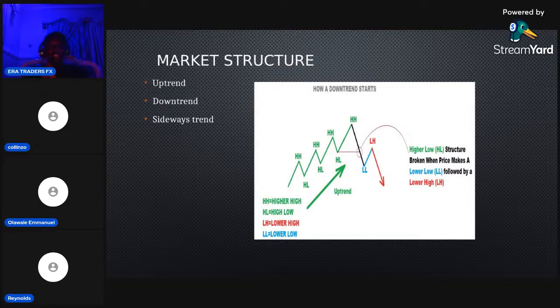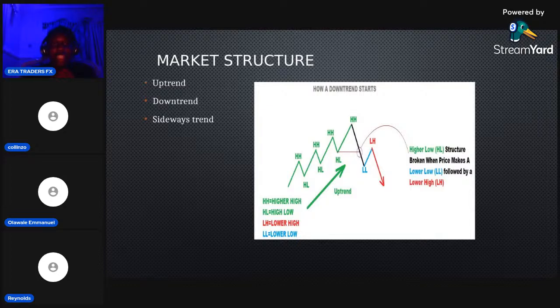When the market is moving sideways, it's called a sideways trend. I don't know if you get that. If you get that, please unmute yourself and say you are getting it. Good, good. All right. So we have the uptrend, downtrend, and consolidation, which is also a sideways trend.